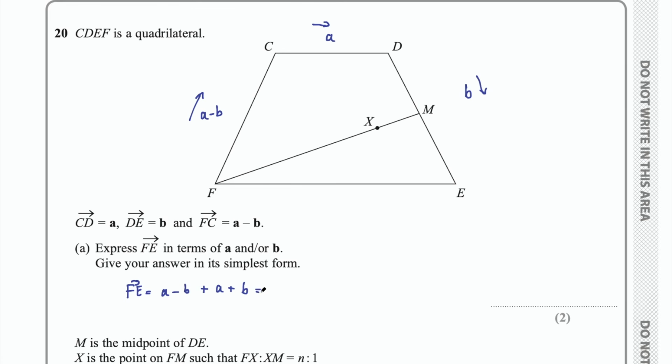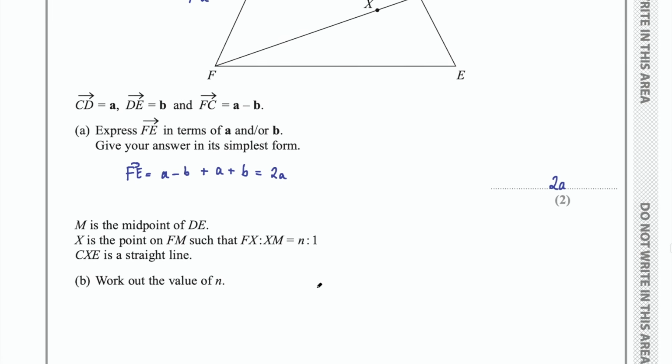And now we need to simplify it. So a plus a is 2a, and negative b plus b, they cancel out. So we're just left with 2a. So FE is going to be 2a. Alright, so that's part a.